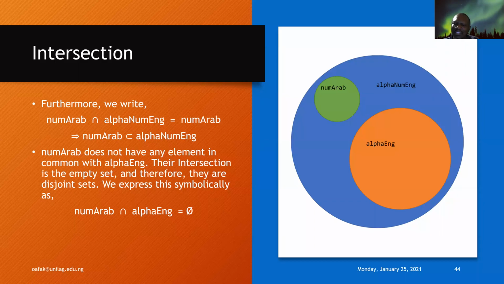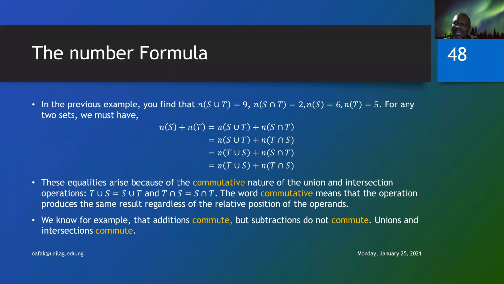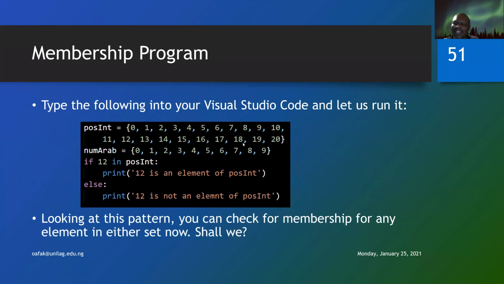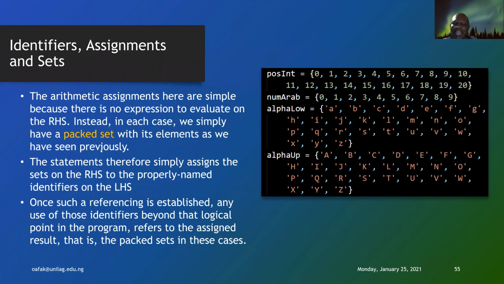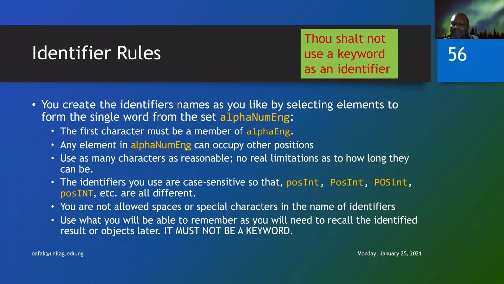After the first letter of the identifier, any element of alphanumeric eng can be used. So alpha eng starts, but alphanumeric eng can follow. So you now can use even numbers. After the first position should not be a number, but all the other positions can be numbers. And you can use as many characters as is reasonable for you. No real limitations, it can be as long as you want.